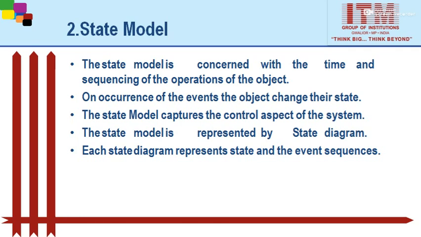The state model captures the control aspect of the system. The state model is represented by state diagram. Each state diagram represents state and the event sequences.